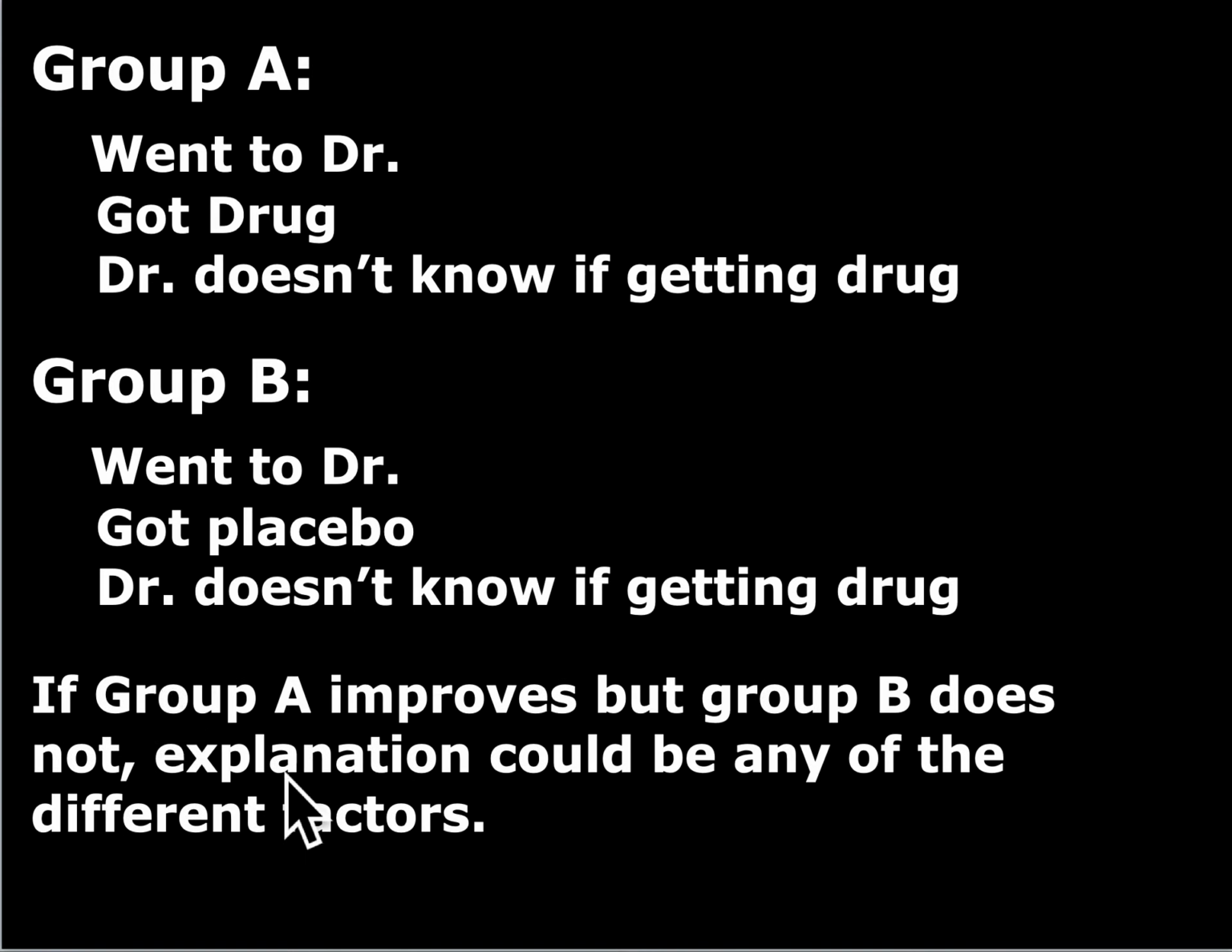Well, now, if Group A improves but Group B doesn't, you have reason to think that the doctor isn't a common cause, and the doctor's knowledge isn't a common cause. It's really got to be the drug versus placebo. So anyway, this is just a long way of saying that the way to rule out a common cause is usually pretty difficult. It involves control groups and trying to figure out how to make everything the same in both groups except for one factor. That's how you would rule out there being a common cause.